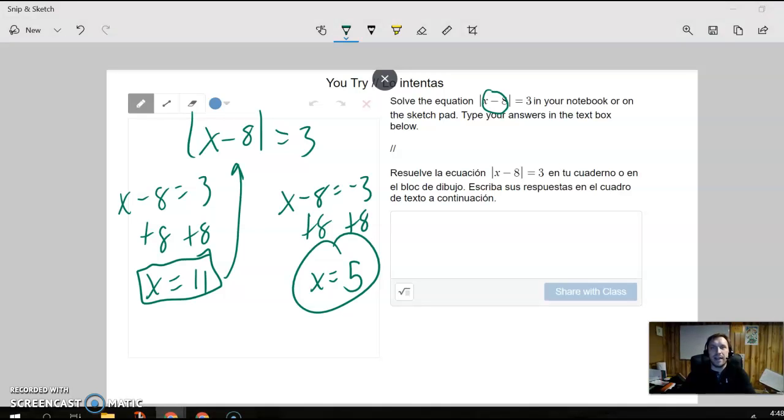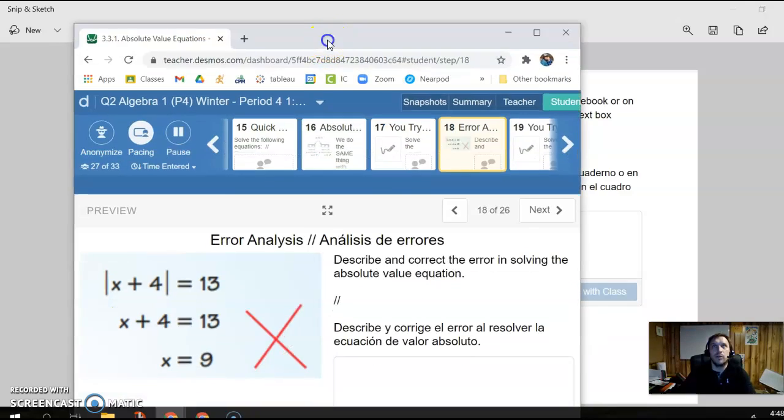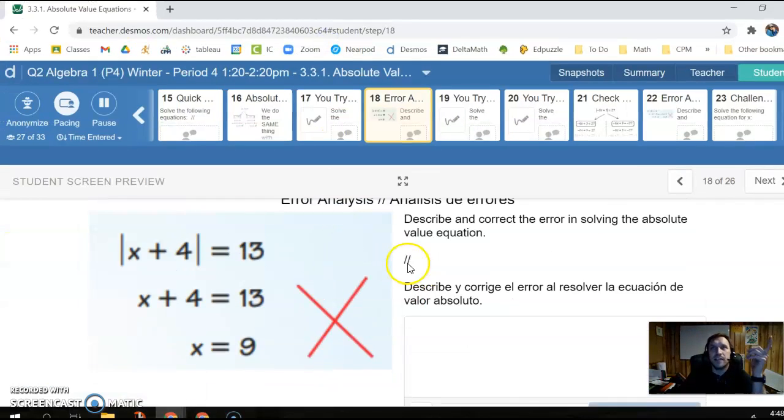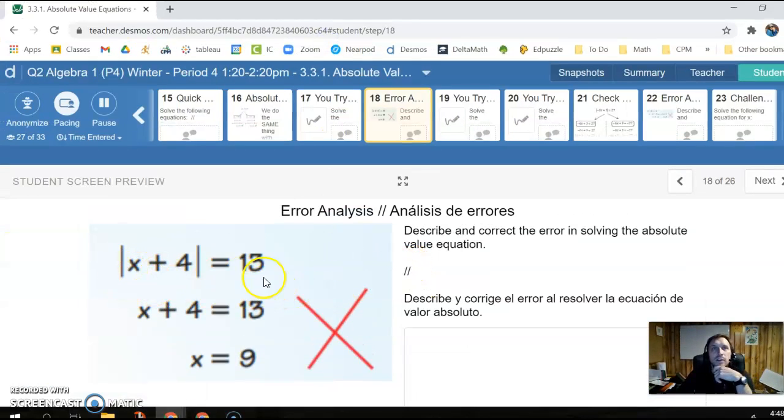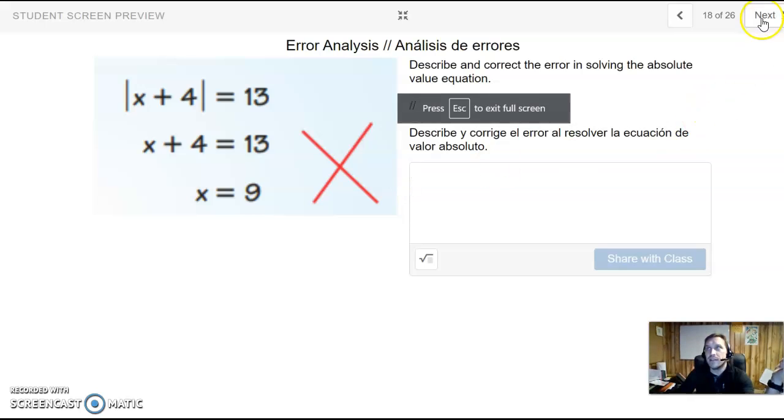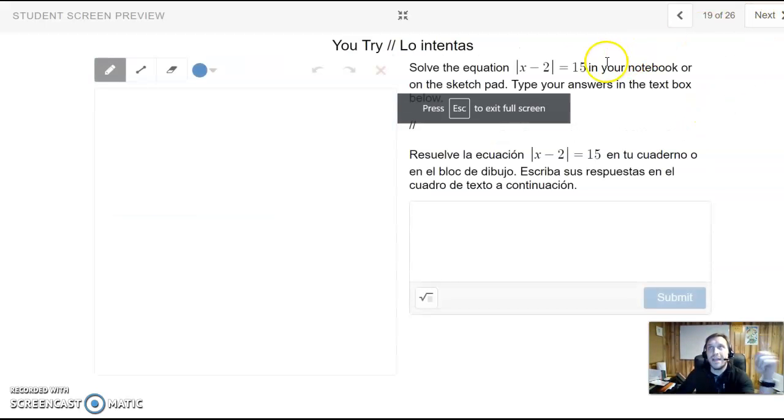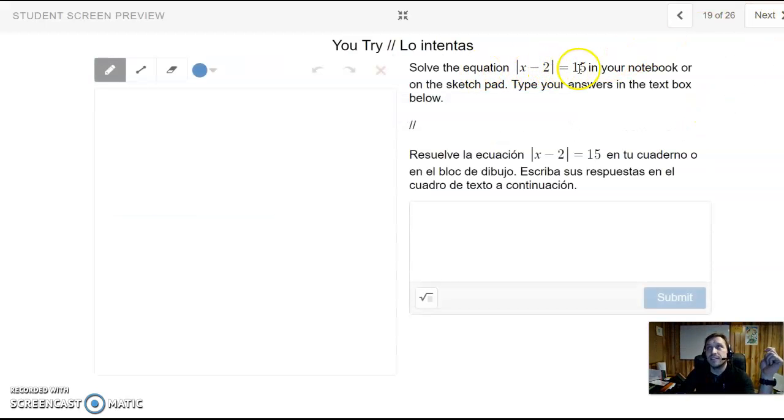Okay, slide 18, when you look at this problem here, and I grab this for you, just bring this up here quick. This error solution here, you see one solution to this absolute value? Well, we need to have two solutions to our absolute value, so that's what's wrong there. Go ahead and I want you to try out slide 19 all by yourself. See how you can do here. Pause it and check that out.